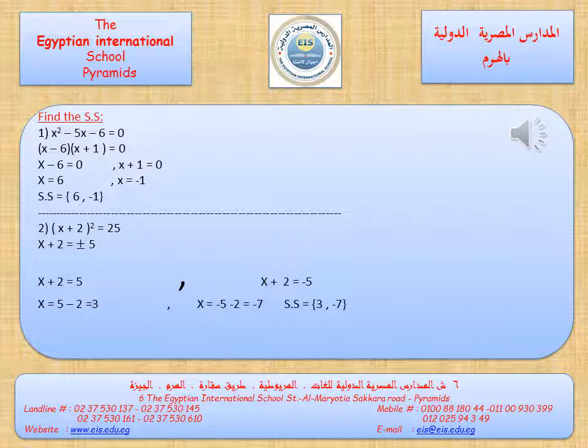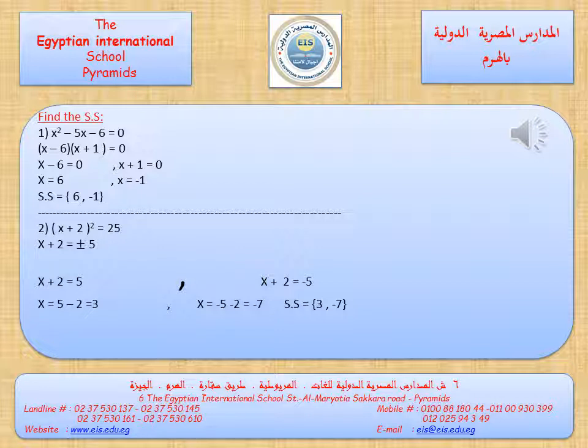x plus 2 equals 5, so x equals 5 minus 2, so x equals 3. And on the other side, x plus 2 equals negative 5, so x equals negative 5 minus 2, so x equals negative 7. So the solution set will be 3 and negative 7 inside the braces. If we want to be sure that my answer is right, what shall we do?